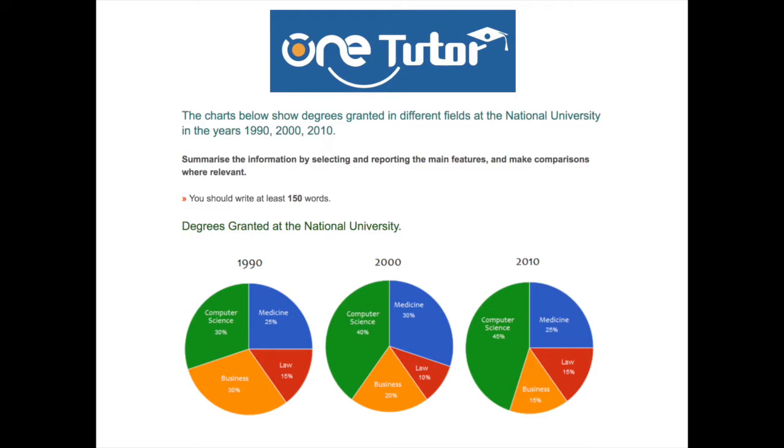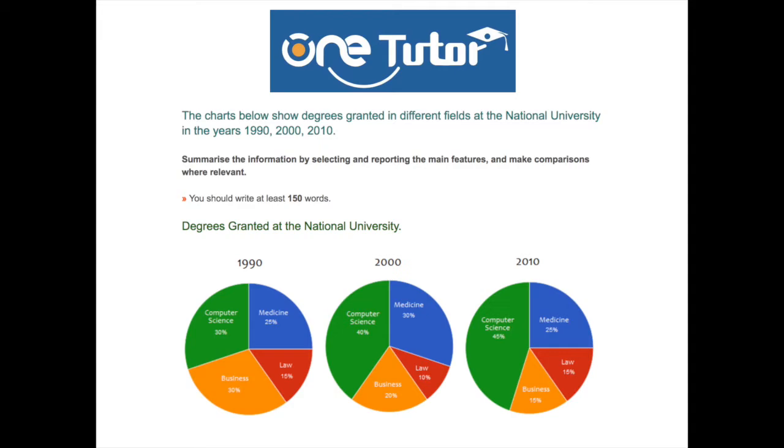Well, you can obviously see, hopefully, that the green is growing, is bigger. Over the 10-year periods, over the decades, we've got the computer science slice of the pie increasing. So maybe that is the most important feature because it is the largest number. It's 45 in 2010.